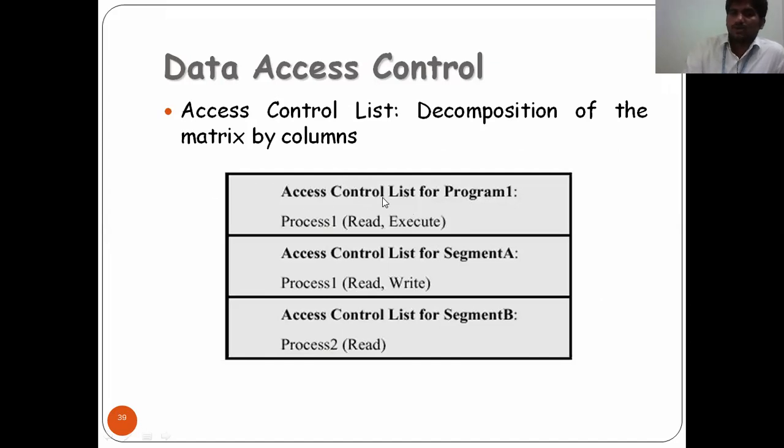So the access control lists: for program one, process one has read and write, read and execute, and for segment A as well. These are the column names, program one and program two. For program two we are not doing anything, so it is simple. And for segment A, process one read and write, and segment B, process two only.